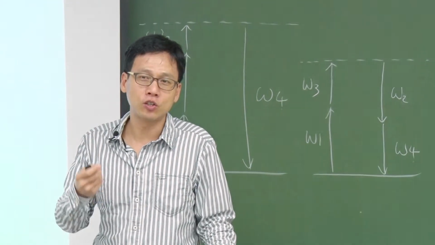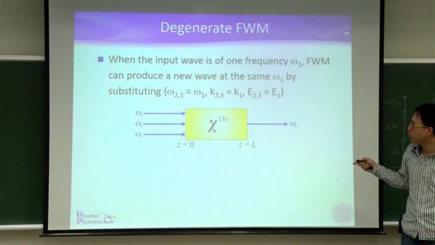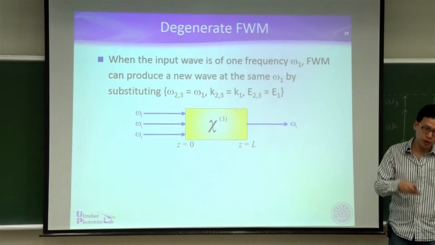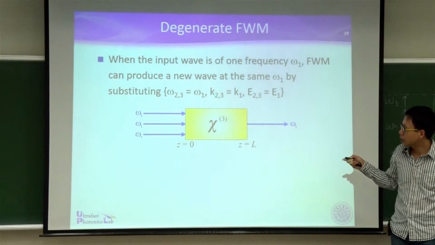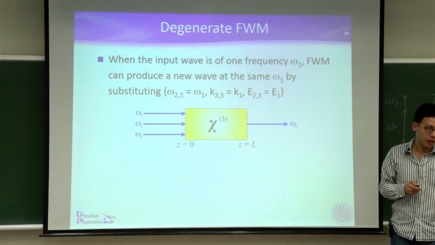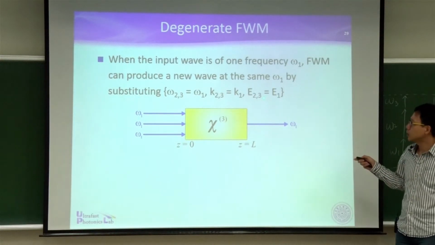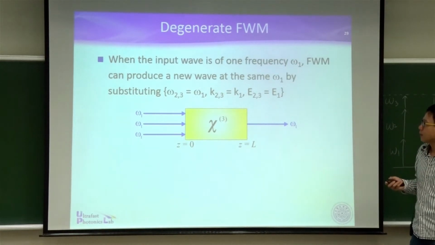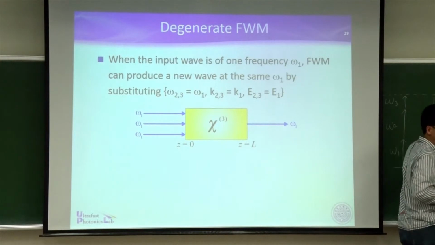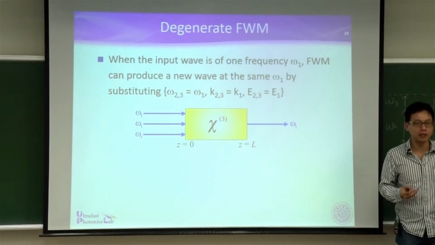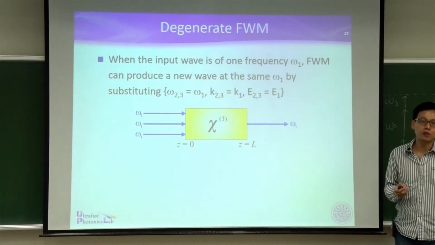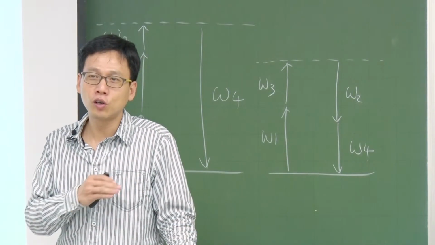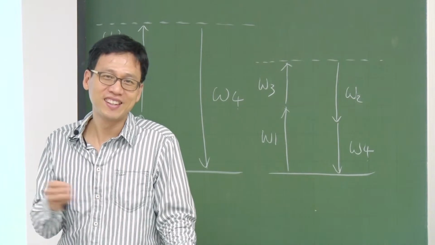You just replace omega 2, 3, 4 by omega 1. Okay? And your K2, K3, K4, your omega 2, omega 3 is replaced by omega 1. Your K2, K3 is replaced by K1, and the E2, E3 is replaced by E1. Okay? Then, based on this energy diagram, you can easily identify the new frequency omega 4 is still equal to omega 1. So no new frequency at all, right?